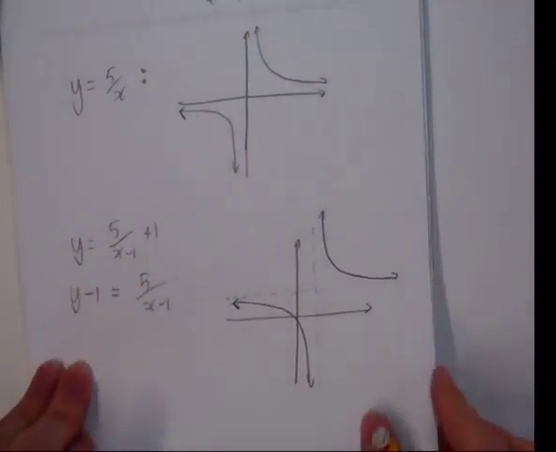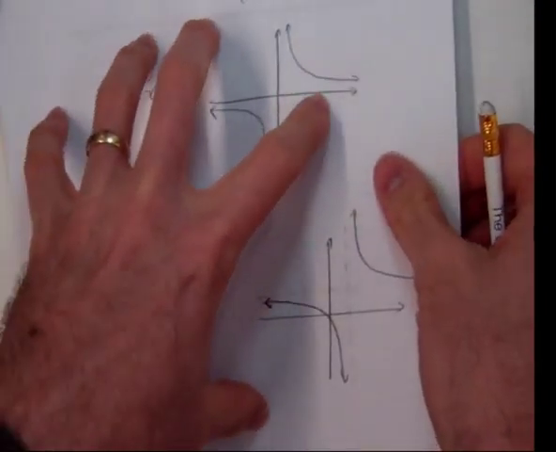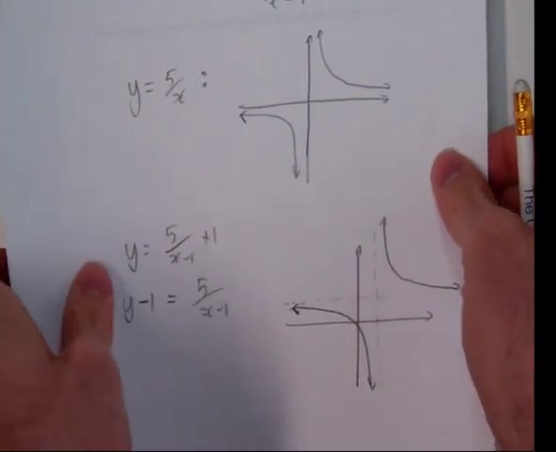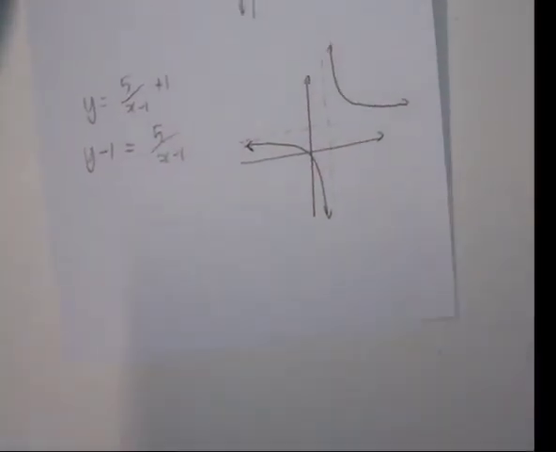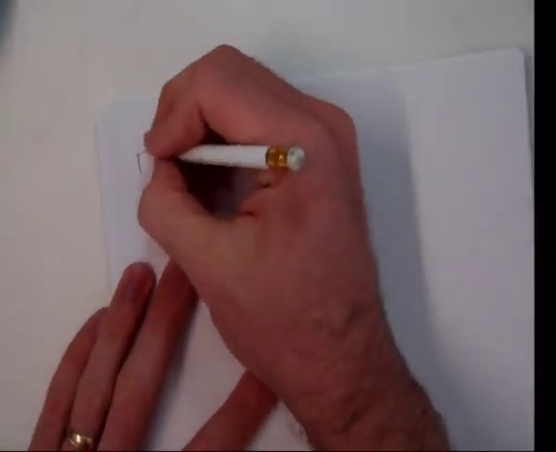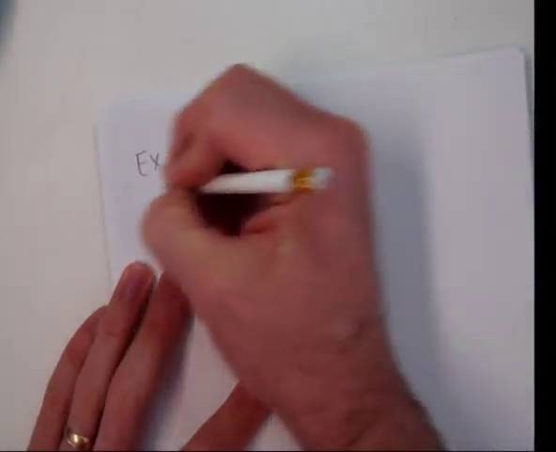All right. The next thing. Now I will scan these and put these notes on my website as well, so that you can find them. So what have we done? We've done polynomials. We've done rational functions. The next kind of graph is an exponential function.